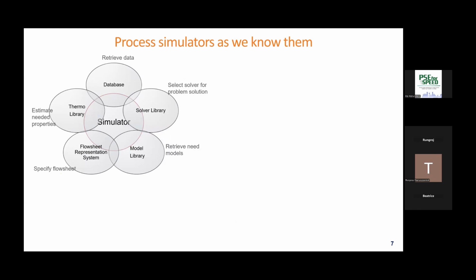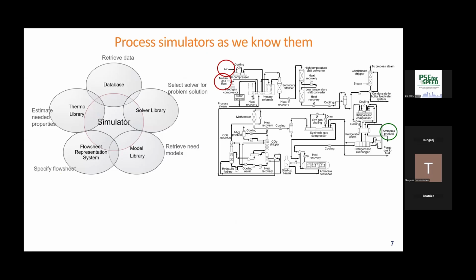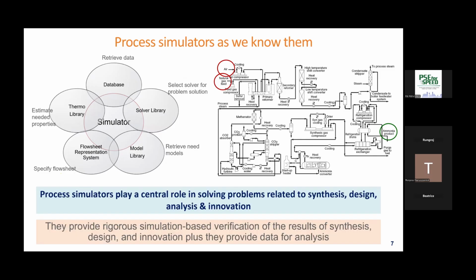You can see the main features of a simulator. If we have a process flow sheet already designed, already configured, the red boxes indicate the input chemicals, and the green is the output product. If we know all the details, we can perform the simulation and verify and analyze. But in order to get this process flow sheet, we needed to do the synthesis, we needed to do the design, we needed to do the analysis. If we want to replace this flow sheet with something more innovative, we need to do some innovation.